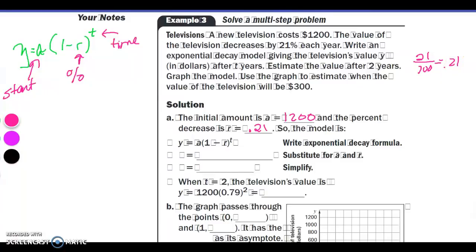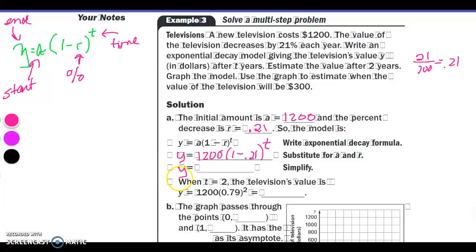So our model is y, the ending amount. That's our ending amount always over here. Our ending amount is our beginning amount times 1 minus our decay rate. That's the big difference from growth. Now we're subtracting because things are going away instead of getting bigger, to the t power. They ask us up here to estimate the value after 2 years.